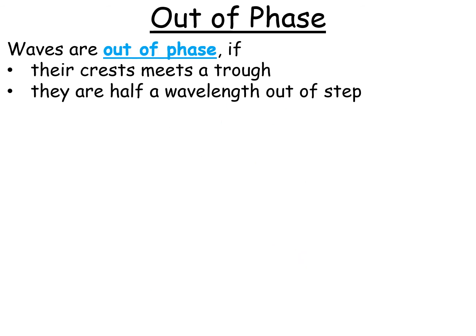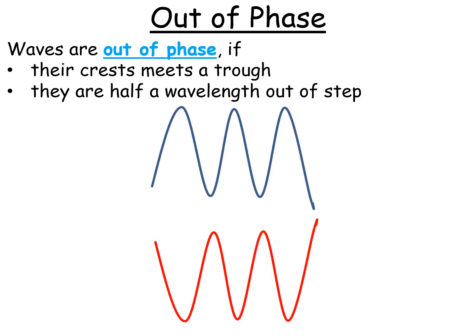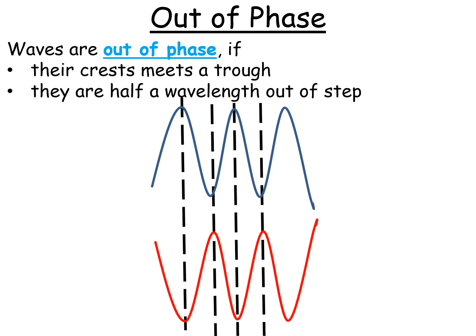Out of phase was kind of the opposite. This is where a crest meets a trough, or if they are half a wavelength out of step. So for example, here we've got our two waves, and you can see the crest matches up with the trough and the trough matches up with the crest, so these are out of step. Or the other way we could look at it is if we move this wave, if these waves are half a wavelength out from each other, that's why they are out of phase.